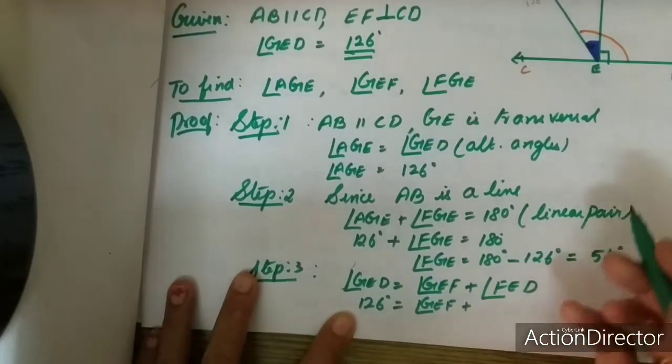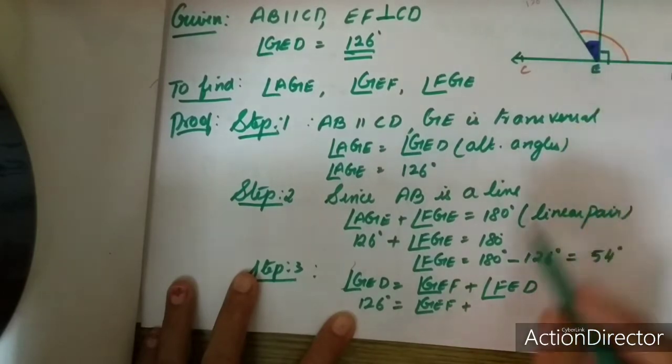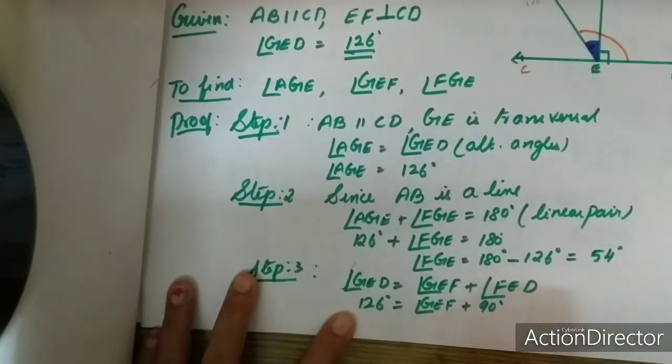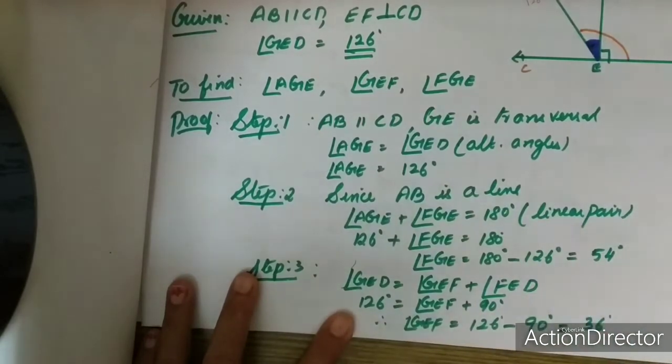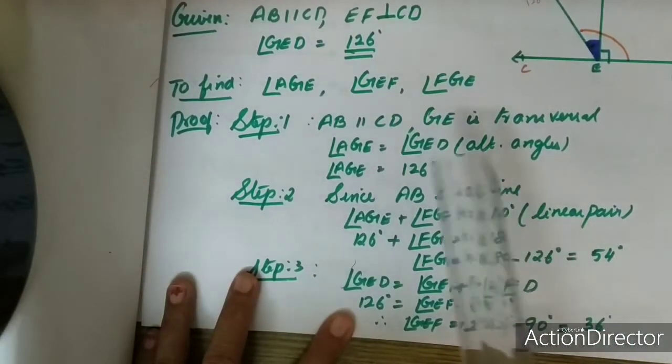You know what FED is? FED is 90 degree. So therefore GEF is equal to 126 minus 90 degree, which is equal to 36 degree. So we have found all the three angles now.